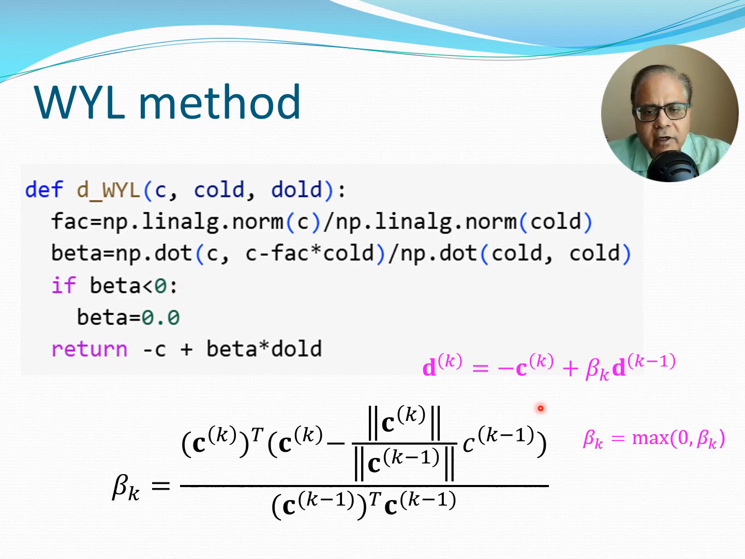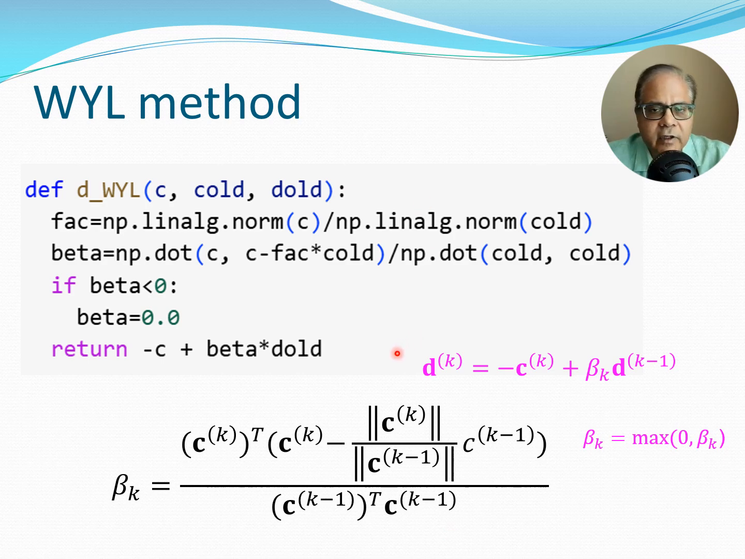Finally, the somewhat more complicated method, which is given here, the WYL method. It looks complicated, but if you look closely, you will see this is simply a factor. So I define this factor as essentially the ratio of the norm of ck and ck minus 1. And once I have done that, I can simply write this second expression beta, where you have the dot product of c and c minus this factor into c old, divided by the dot product of c old and c old. So all this beta k can be calculated, and this actually cleans up the program.